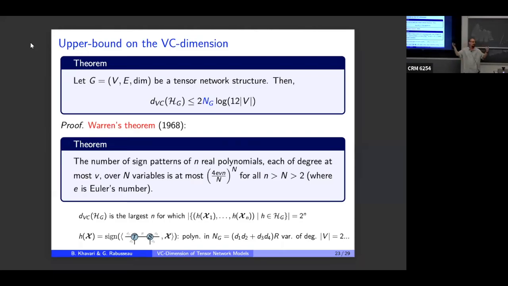If I had 3 vertices in my graph structure, I would have an order 3 polynomial. Right? So this is where the number of vertices comes from. And so then we just apply this theorem to this setting, where the number of variables is the number of free parameters, the degree is the number of nodes in my graph, and the number of real polynomials in this case is the number of points, right? So for every n, I can get a bound on this. So at some point, I will show that this thing is smaller than 2 to the n, meaning I get an upper bound on the VC dimension.